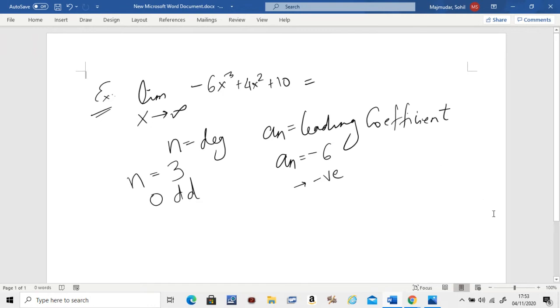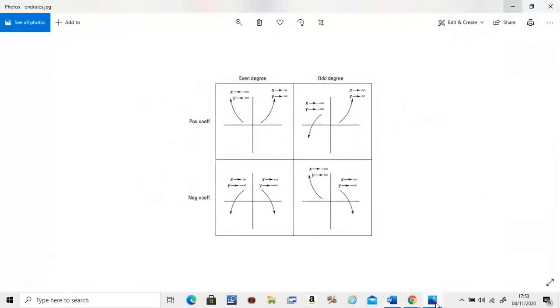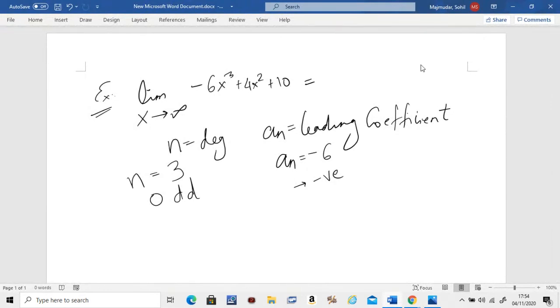Once you know all of this, you'll have to go to a set of formulas. It is this one, and you see where you belong. First you check the top. Is it even degree or odd degree? So it's odd degree because 3 is odd. And leading coefficient, is it positive or negative? If it's negative, it means you belong to the fourth one here. And when x goes to infinity, the answer y goes to negative infinity. So the answer to this problem is negative infinity. It means when x goes to infinity, the graph for this function will go to negative infinity.